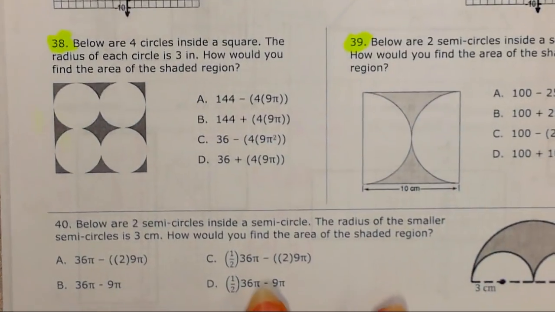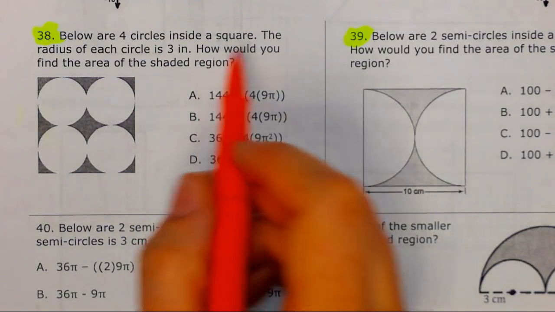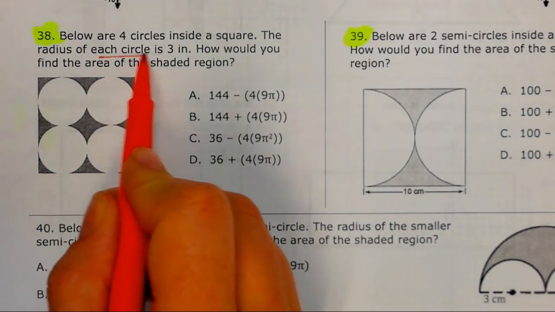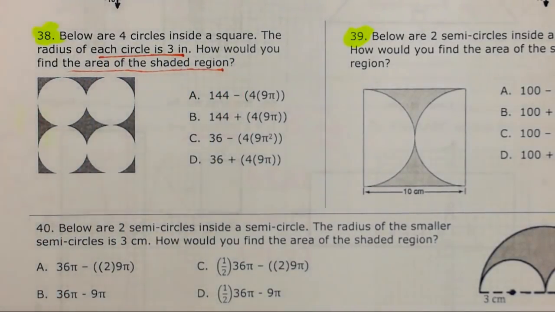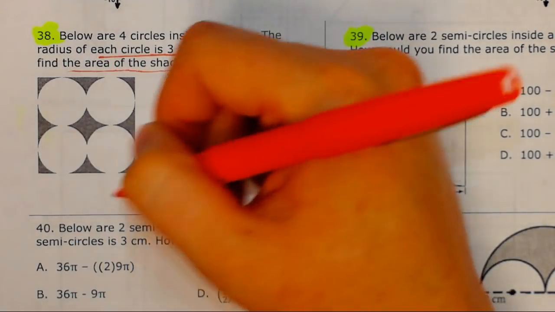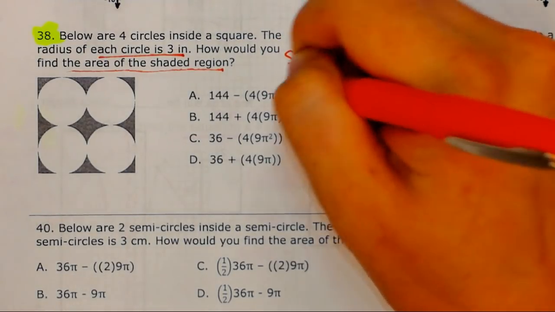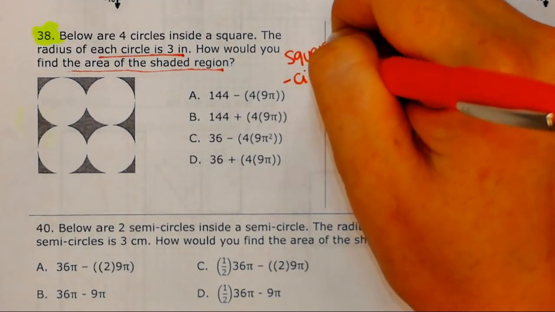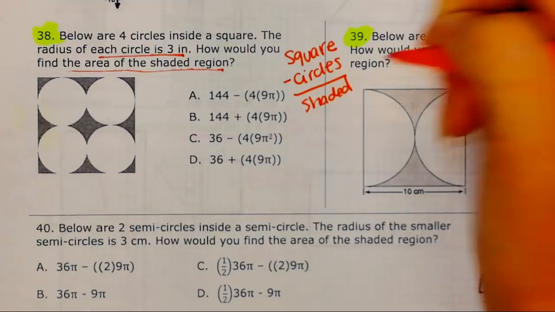All right, so scooting down, here we have some questions about 2D figures. It says, below are 4 circles inside a square. The radius of each circle is 3. How would you find the area of the shaded region? This is going to follow the basic idea that if I want the area of the shaded region, I would take the area of the square and subtract all of the circles. That would give me what's left, which is the shaded piece.